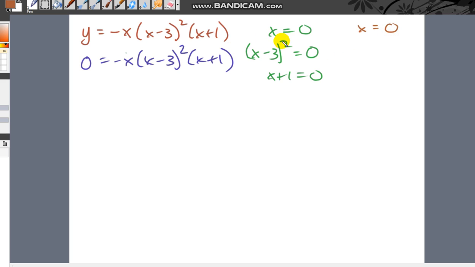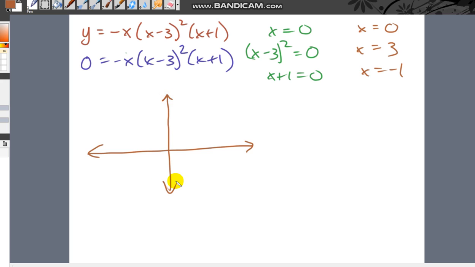If you take the square root of both sides here and then add 3, you get x equals 3. Then if you subtract 1 on both sides here, you get x is negative 1. Okay, so now what we need to do is try to graph it. If we try to graph this, it's going to look something like this.